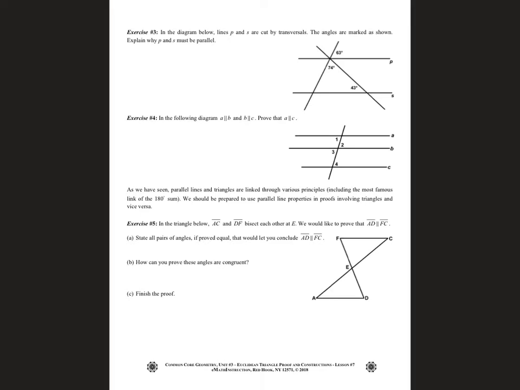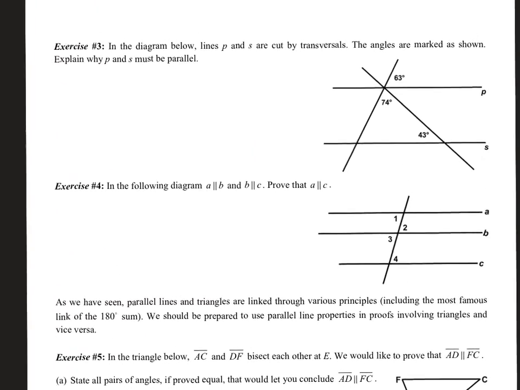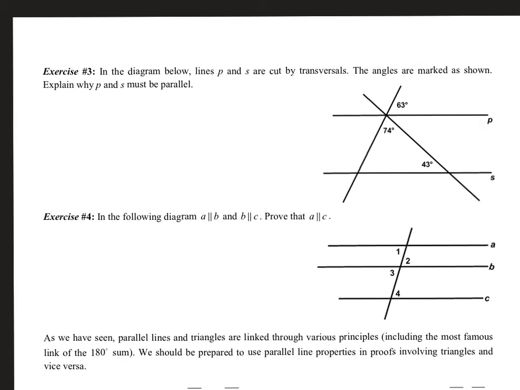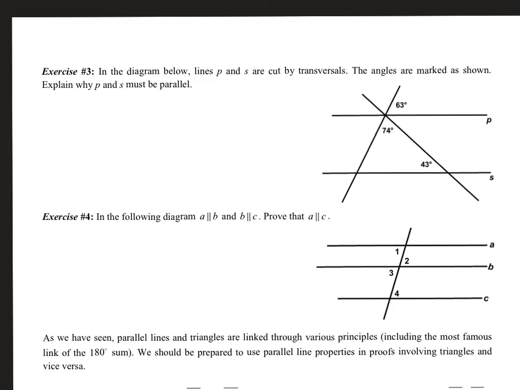Let's look at exercise 3 in order to expand our knowledge on these theorems that we've been learning about, right? So it says in exercise 3, in the diagram below, lines P and S are cut by transversals. The angles are marked as shown. Explain why P and S must be parallel to each other. Okay, see a lot of lines.